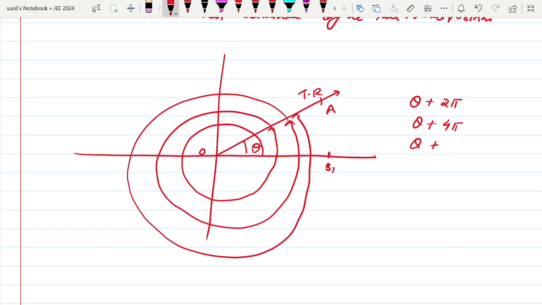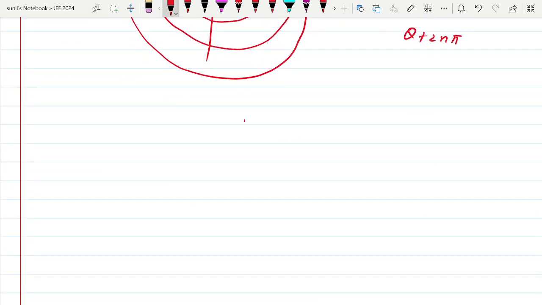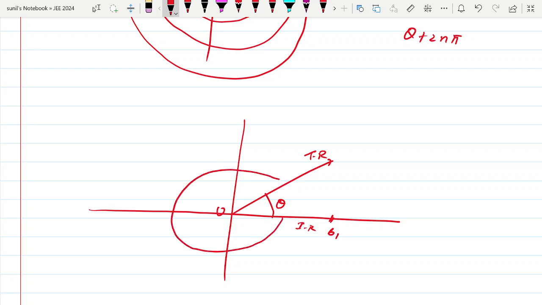Theta plus 6 pi. So in this way, we can obtain theta plus 2n pi. Now we have another argument. We can take clockwise rotation as well. Suppose here is the angle and this is your terminal ray which is rotated through an angle, say theta, and this is your initial ray along the positive side of x-axis, say OB1. Now we can reach this terminal ray by taking clockwise rotation.